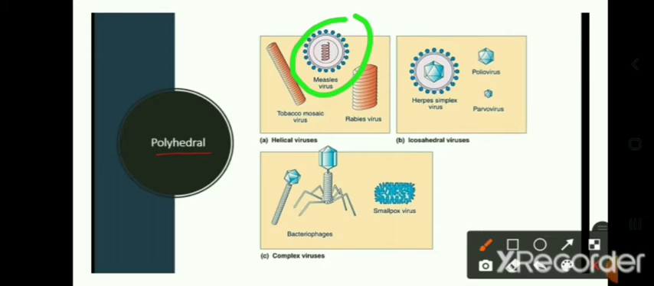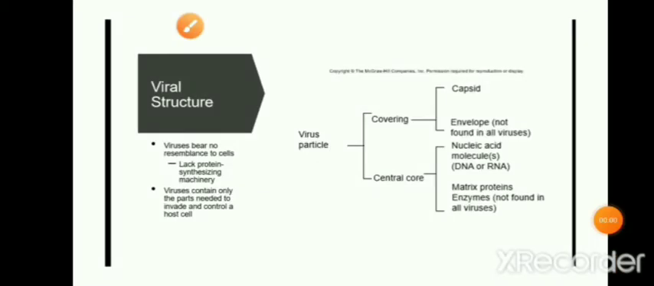The head region of the bacteriophage is like icosahedral viruses, and the collar region is like helical viruses. So that is why we call bacteriophages complex viruses. Viral structure.